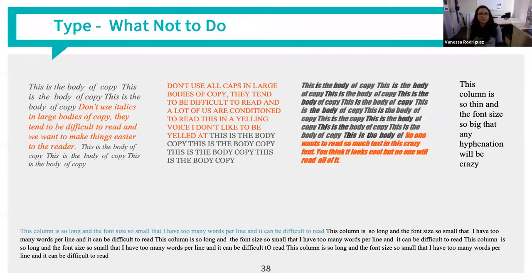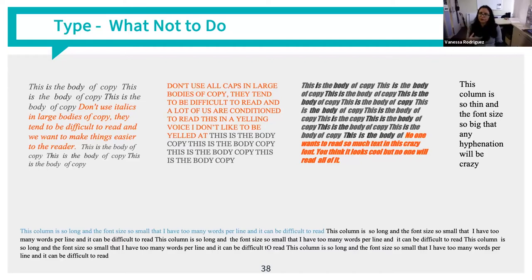Type don'ts. Don't use italics in large bodies of copy. It's difficult to read. Usually italics are kept for captions and photo credits, bylines, maybe to add a little bit of emphasis, a quote, but certainly not for a lot of article. Don't use all caps in the whole article. If you use all caps in a headline, that's fine. But yeah, at this point, we all kind of hear it in our head as screaming.